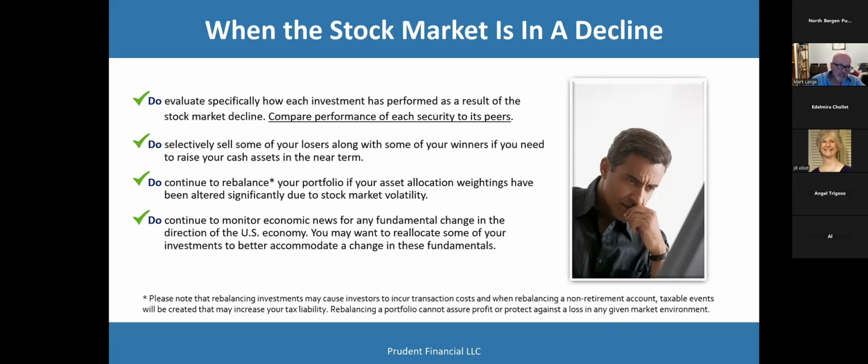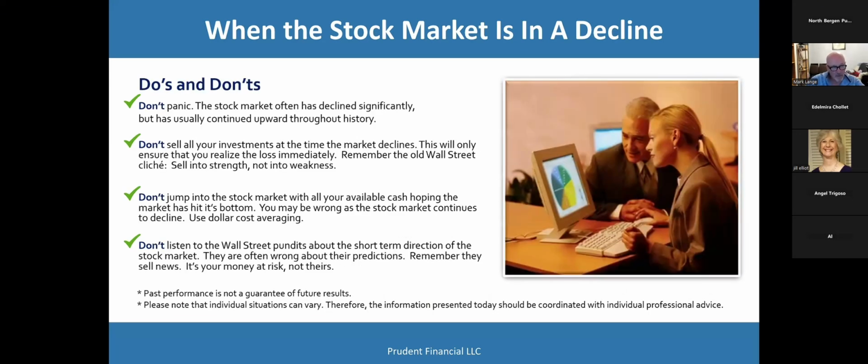And then the last thing is you have to monitor economic news for any fundamental changes that are occurring in the marketplace. Why? Because they have a dramatic impact on your company's ability to achieve their objectives, pro or con. So it's very important for you to pay attention. It doesn't automatically mean you're going to have to make decisions about it, but you need to be aware of what's going on and how it impacts the investments that you have.